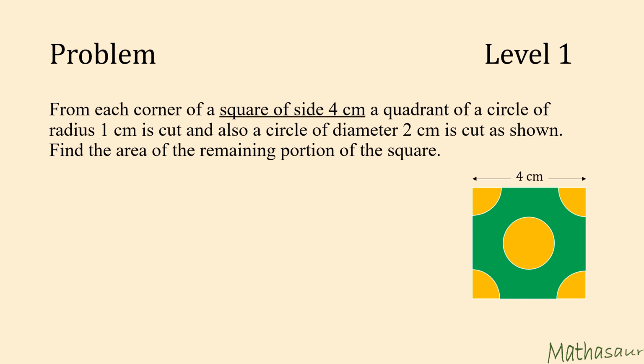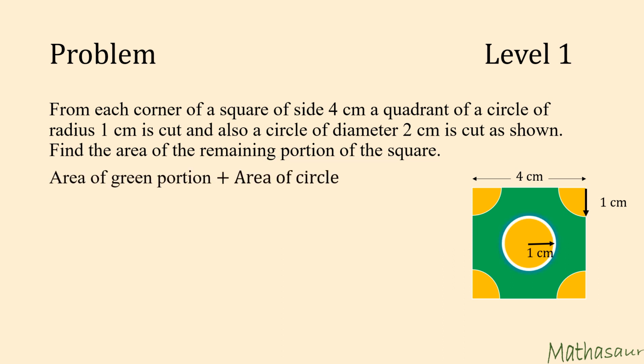So the square has a side 4 cm, and each quadrant of a circle has radius 1 cm. Now the circle that is cut inside the square has a diameter 2 cm, which means that the radius would be half of it, or 1 cm. Now we have to find the area of the remaining portion. So how do we find the area of the green portion?